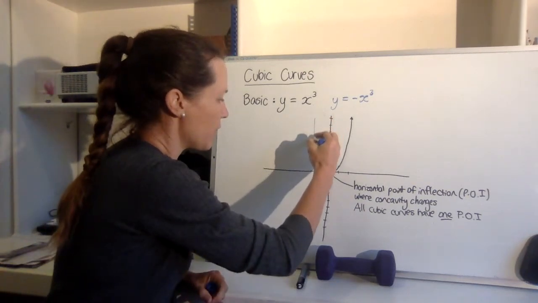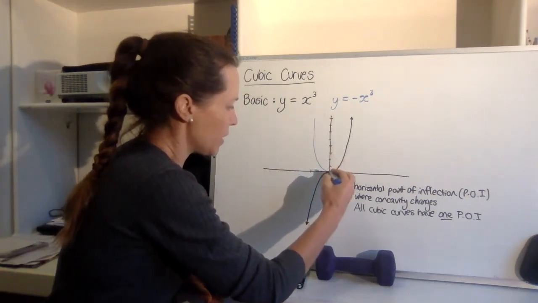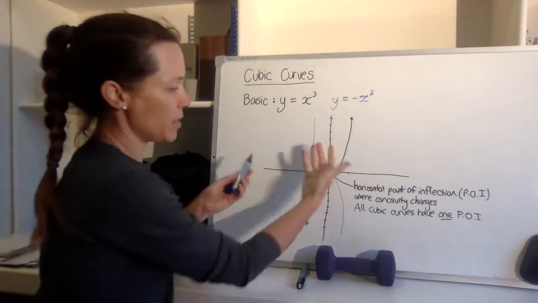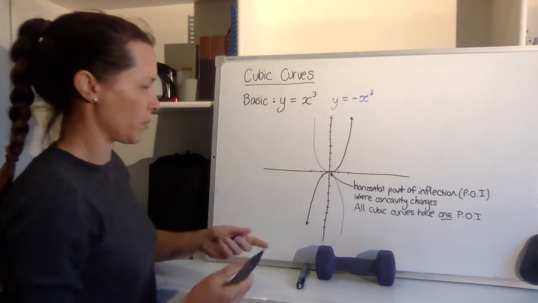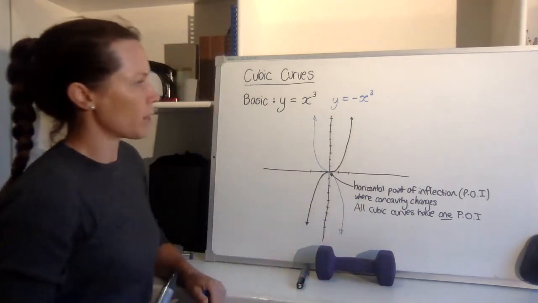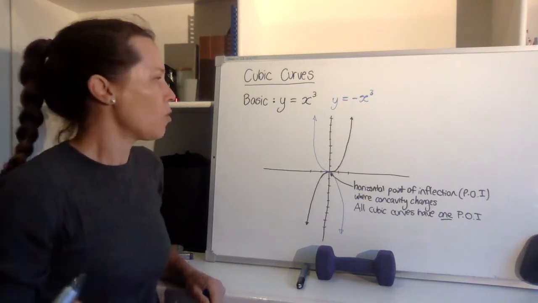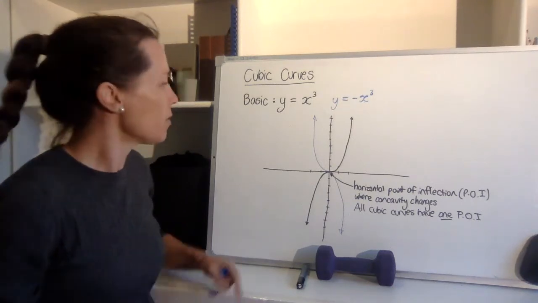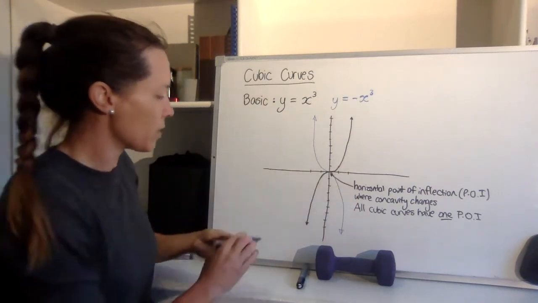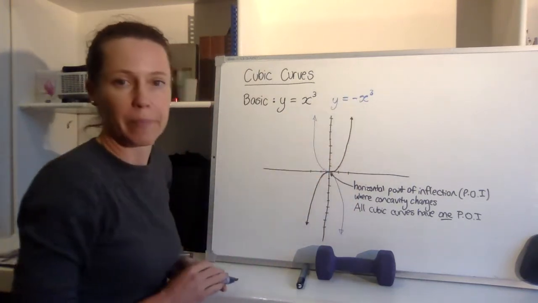So what we get for this curve is it looks identical, but it's as though it's been flipped around either this axis or that one, whichever one you like, but it goes in the other two quadrants. So that's y equals negative x cubed. And all negative cubic curves generally go from high to low, whereas the positive ones go from low to high.